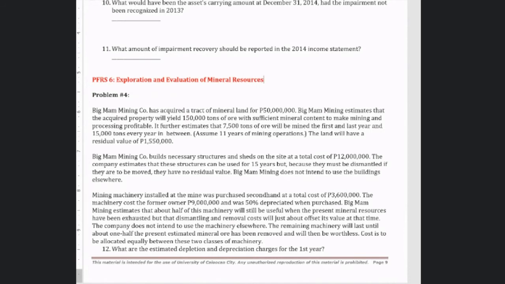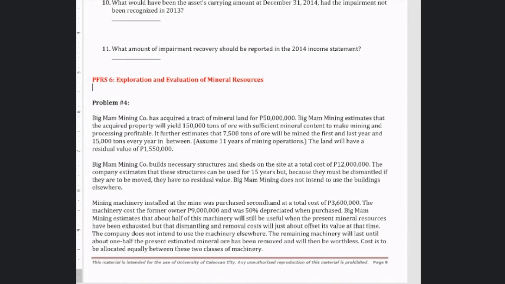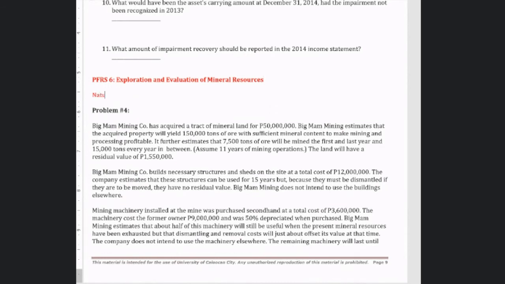So, ano ba itong natural resources or mineral resources? So, basically, itong natural resources na to, define lang natin ha. Natural resources are assets that use up when they are consumed. So, an example.